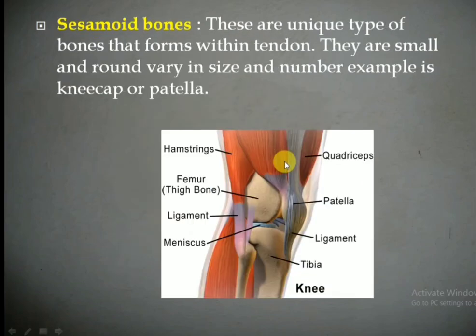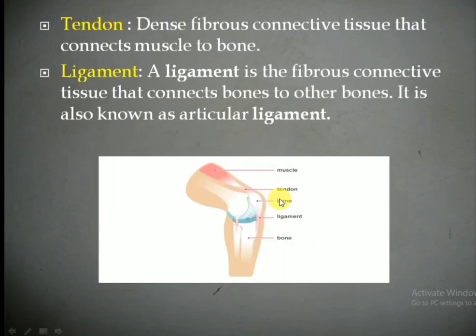Next is the sesamoid bone. This is a very specific type of bone and it forms within the tendon. The patella, also called the kneecap, is one example of the sesamoid bone. Next we will see about the tendon and the ligament. Tendon and ligament both are fibrous connective tissue. What is the tendon? It connects the muscle and the bone. Here you can see in the image it is connecting the muscle and the bone, and the ligament connects the bone and the bone. See here, bone and bone it is connecting.